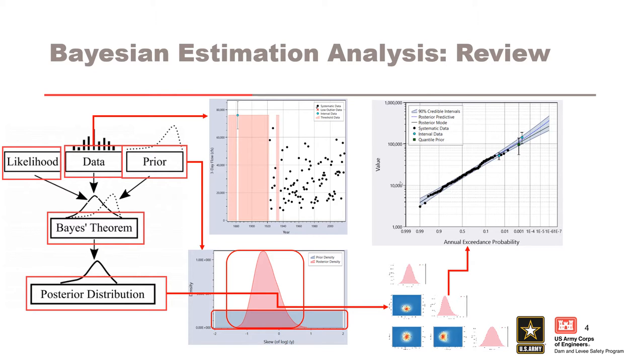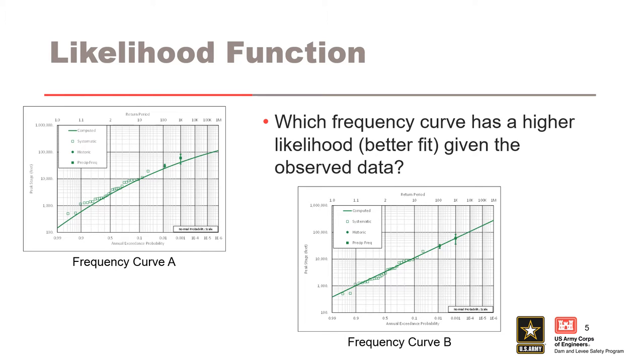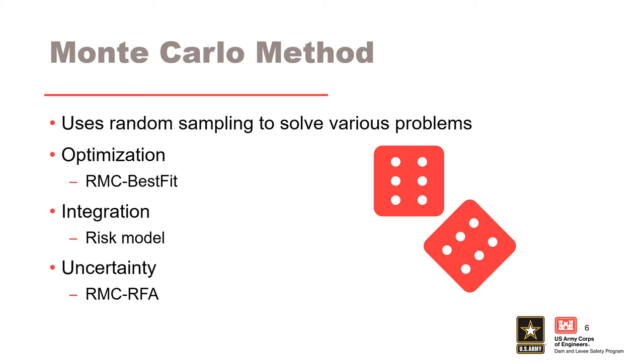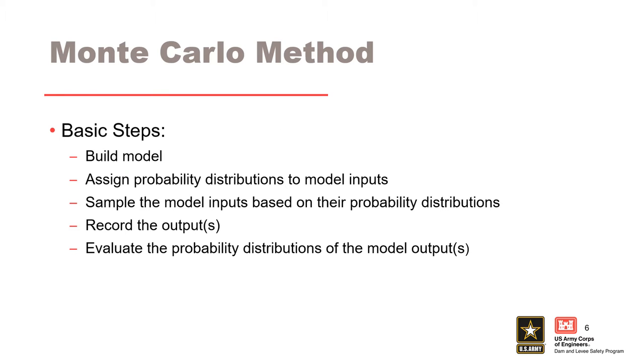Now let's take a short look at MCMC. How do we actually quantify uncertainty in practice? One of the best methods is Monte Carlo simulation. Monte Carlo allows us to estimate the uncertainty in model outputs when model inputs are uncertain, like with volume frequency or stage frequency curves. Monte Carlo builds output distributions over thousands of simulation trials, and with the distribution, we can determine the uncertainty. The basic steps include: build a model, assign a distribution to the model inputs, like an LP3 distribution, sample the model inputs based on their assigned probability distributions, record the outputs, and evaluate the probability distributions of those model outputs.